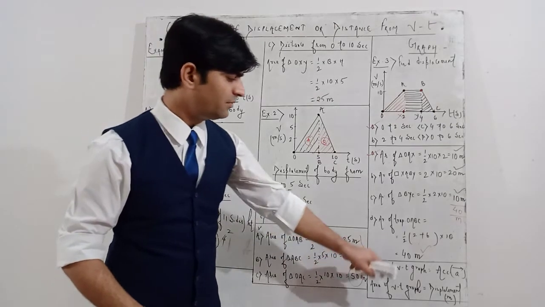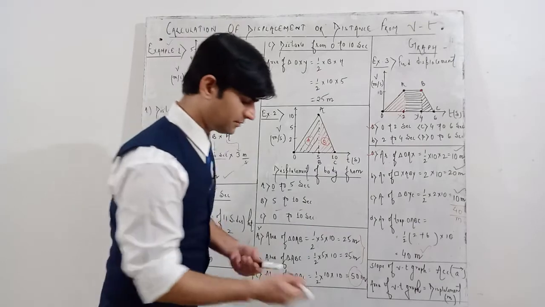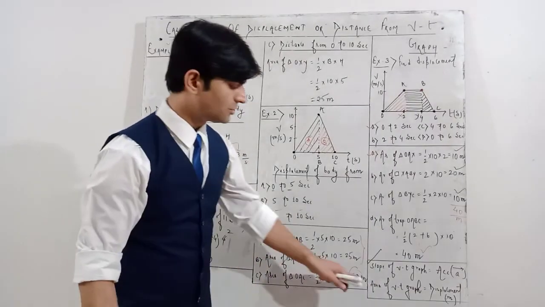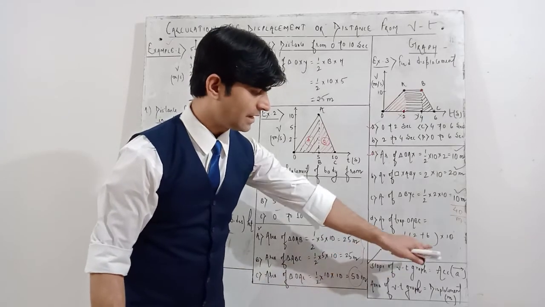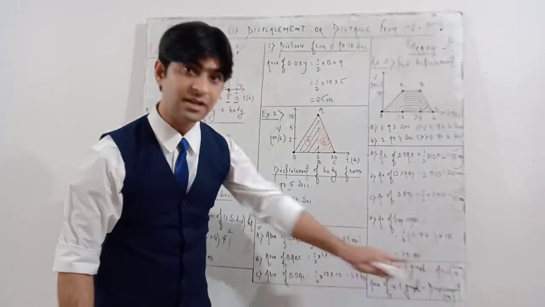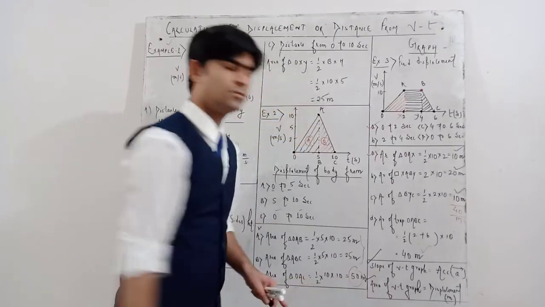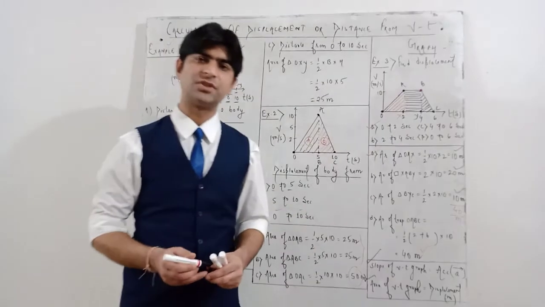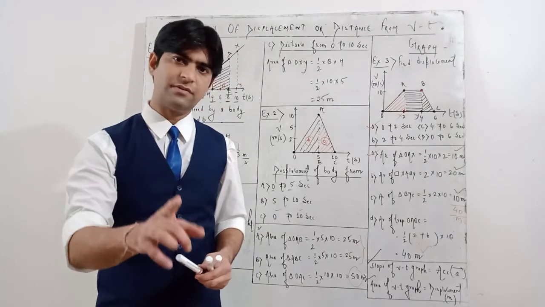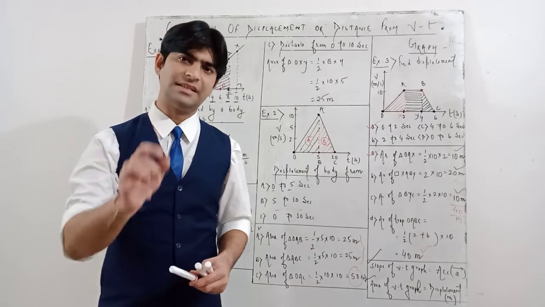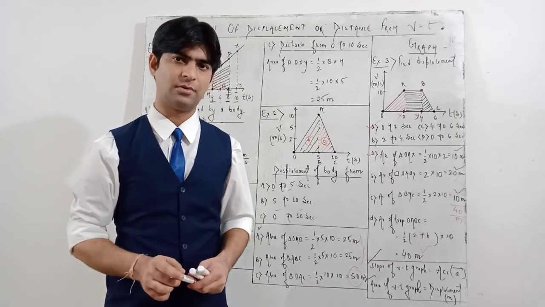So the slope of a VT graph gives acceleration. This is the first point that we discussed in detail in the last class. And the area of a VT graph gives displacement or distance. These are the two key points that you must remember. Slope of a VT graph gives acceleration. Area of a VT graph gives distance or displacement. This is very simple.